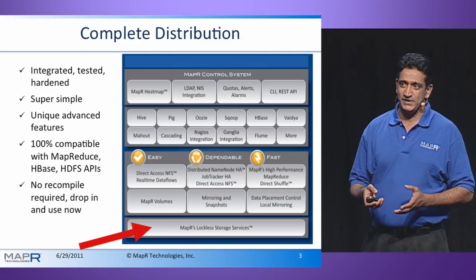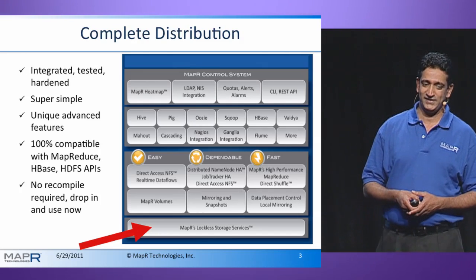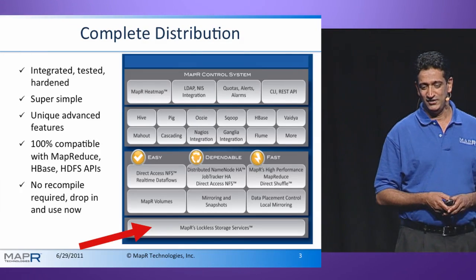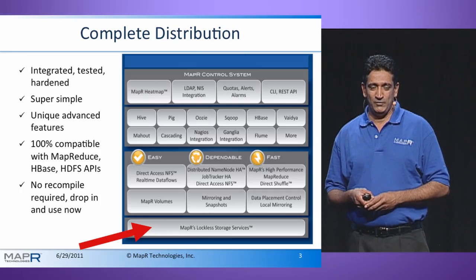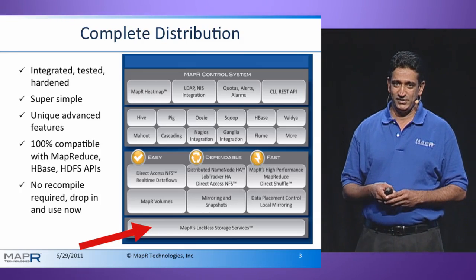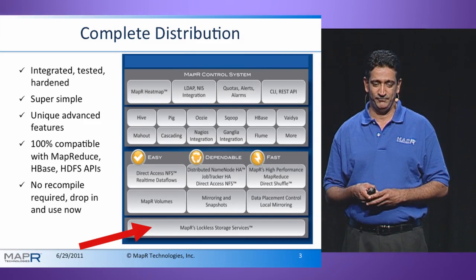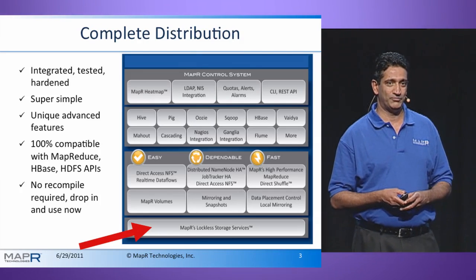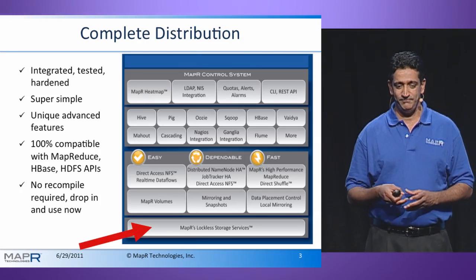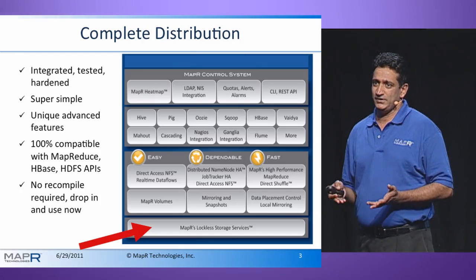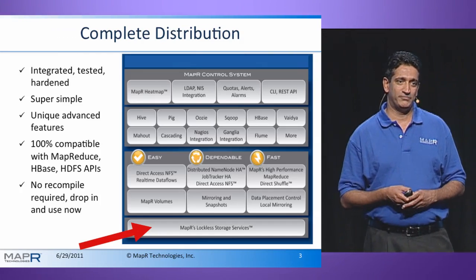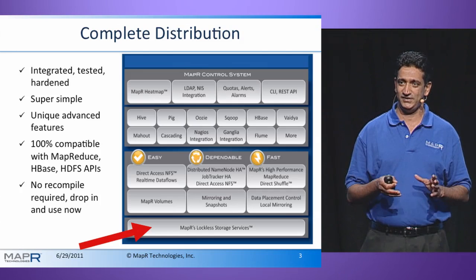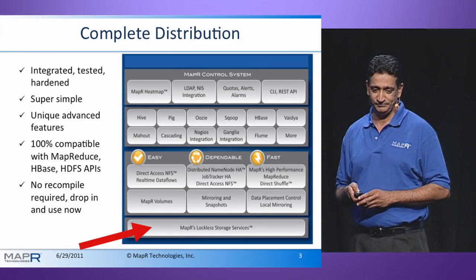So what is MapR? MapR provides a complete distribution. It's fully integrated, tested and hardened with Hive, Pig, Mahout, Cascading, Oozie, Sqoop, Flume, everything. It's very easy to use. I think you should just try it. It's free, it's available for download. And there are some unique advanced features in it, things like snapshots, mirroring, fully reliable, complete read-write system. It's 100% compatible with Apache Hadoop. That is, it's binary compatible. You can just put it in there, no need to recompile your applications, it just runs, and you get benefits of its features.